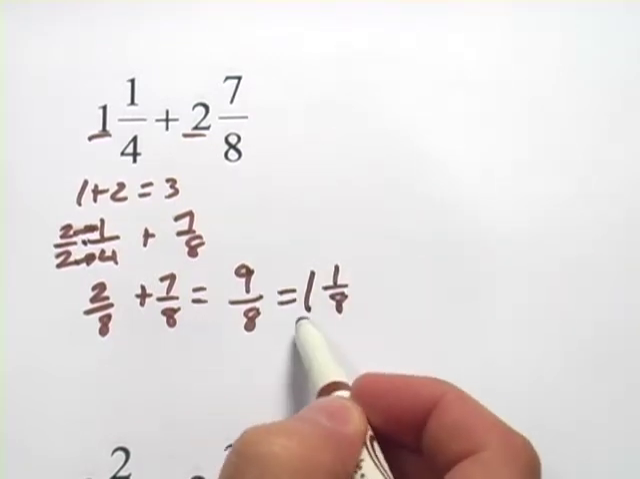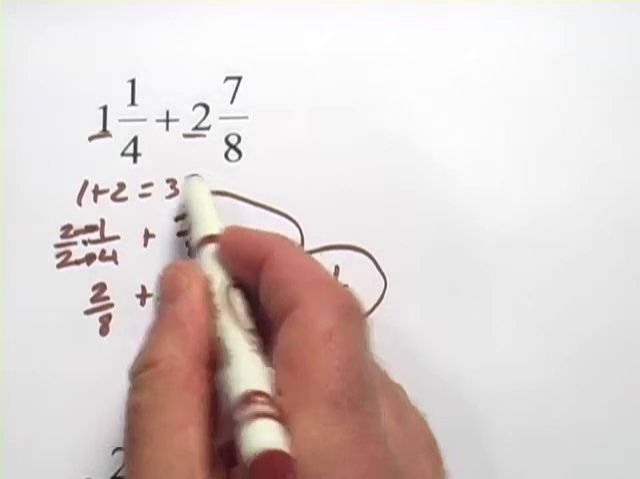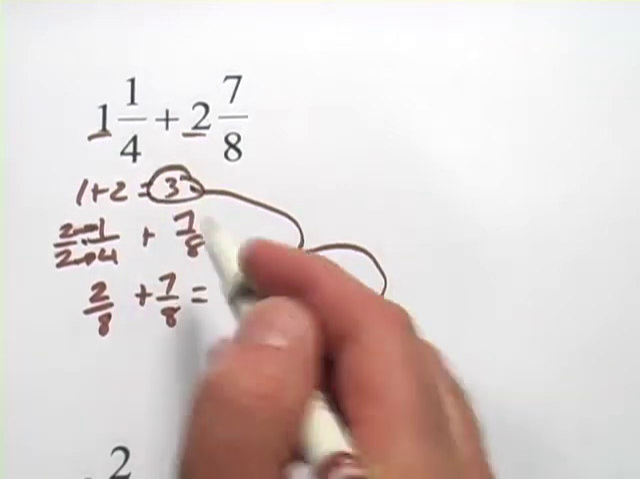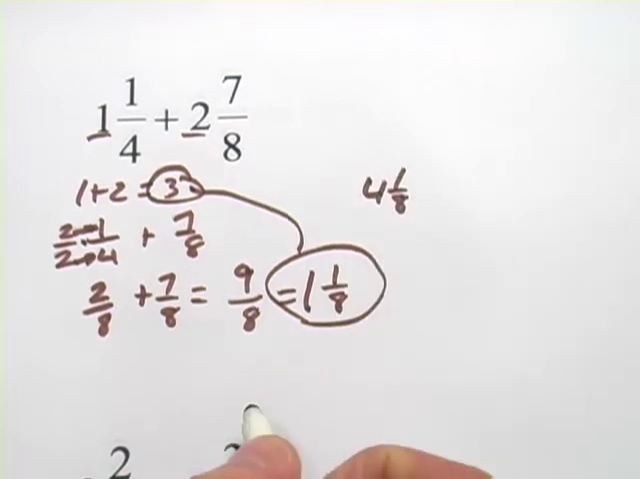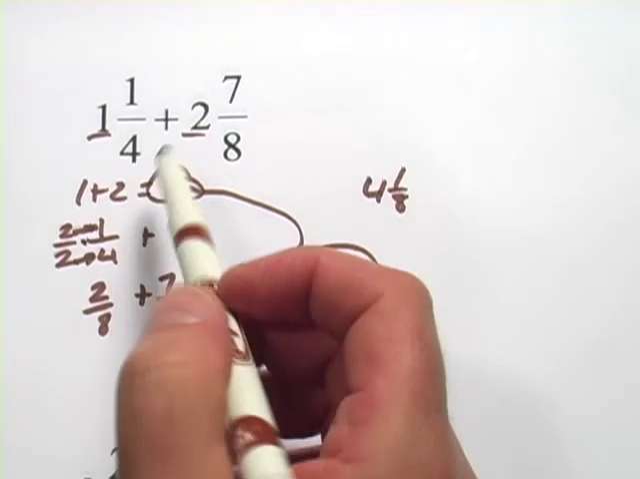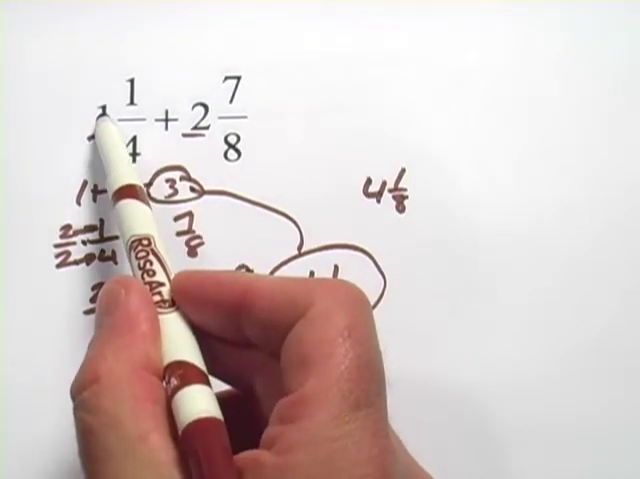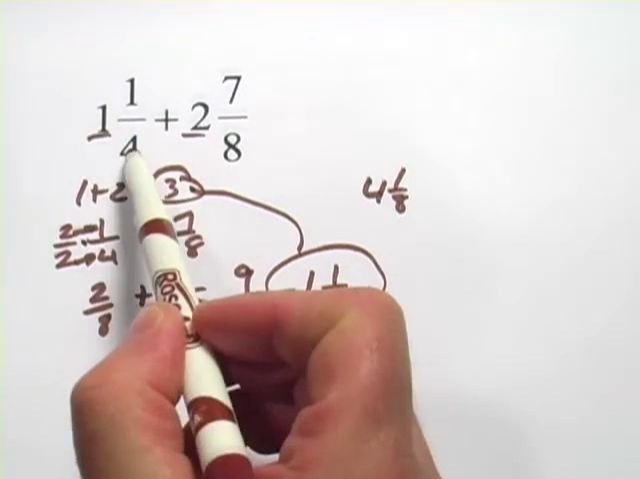And now I've got to take this and add it back to my integer part. And that's pretty easy. 3 plus 1 1/8 is just 4 and 1/8. I didn't have to do it that way, though. I could have converted these to improper fractions. That's where you take this 1 and you make it into the fourths and add it here.